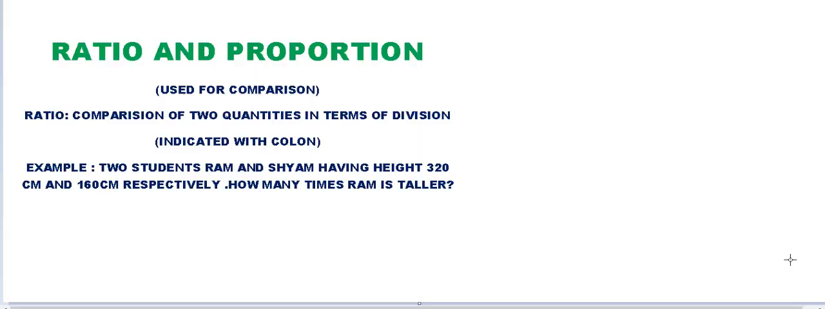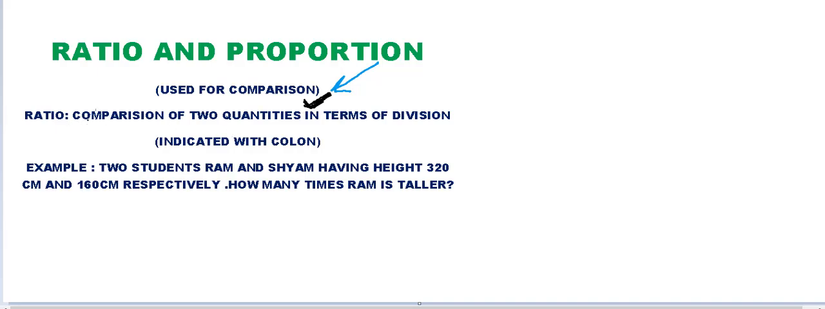In this video, we are going to learn about the basic concepts of ratio and proportion. We are going to start with the introduction of ratio. The very first thing that comes to our mind regarding ratio and proportion is its application. Why do I need to study ratio and proportion? Ratio and proportion is basically used for comparison. If we want to compare two quantities, then ratio is a very helpful topic.